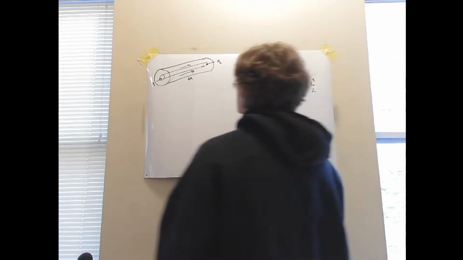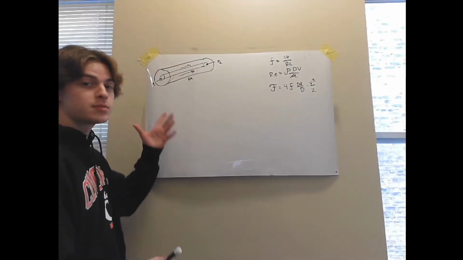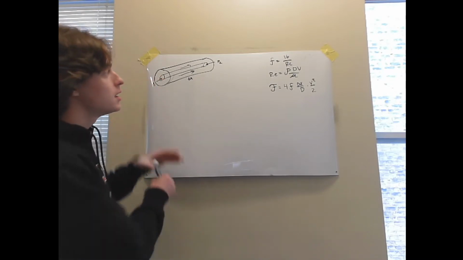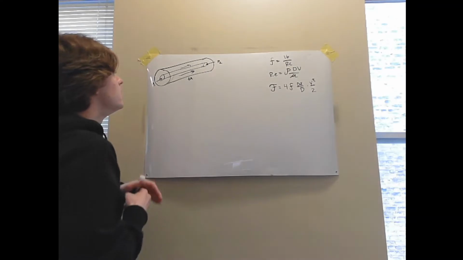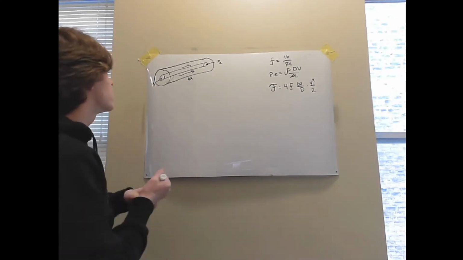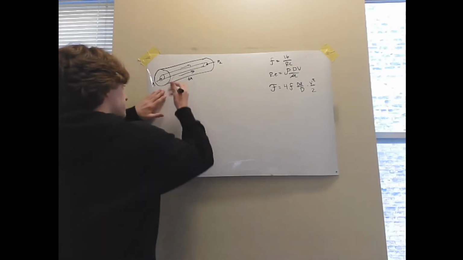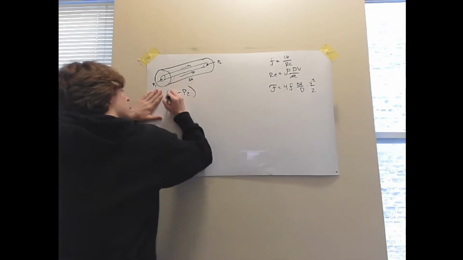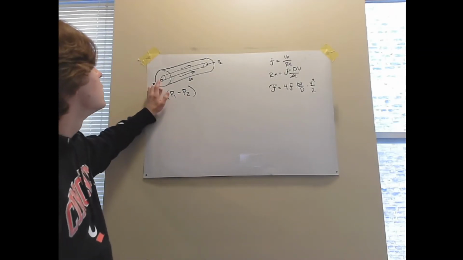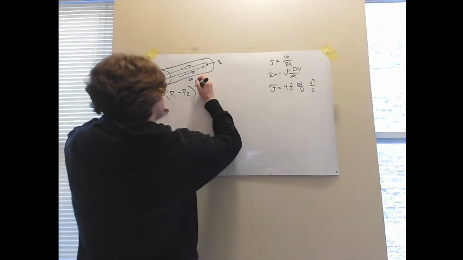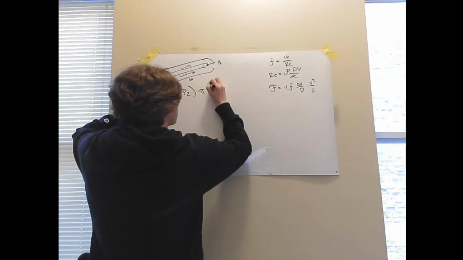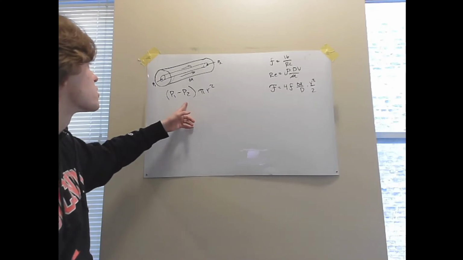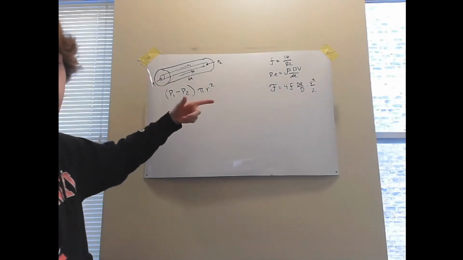So the first force that we want to look at is the pressure force on the end caps. And so there's going to be one on this side, and then there's going to be a pressure force on this side. And to express that mathematically, we're going to have P1 minus P2. So that's the net pressure on the end caps times the area, which is just going to be pi r squared.